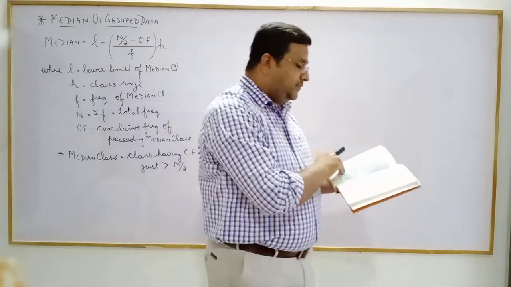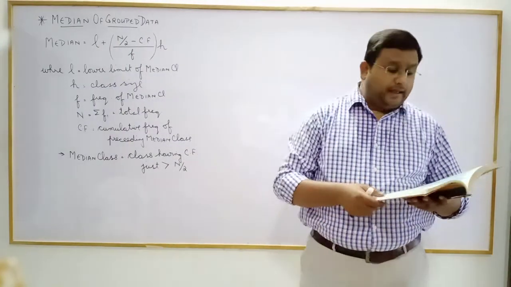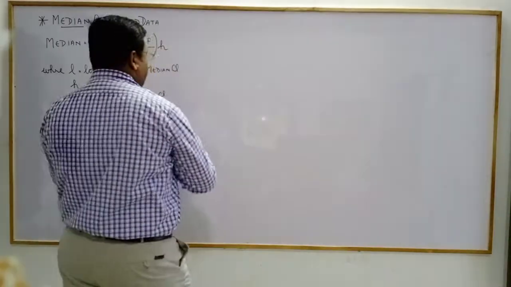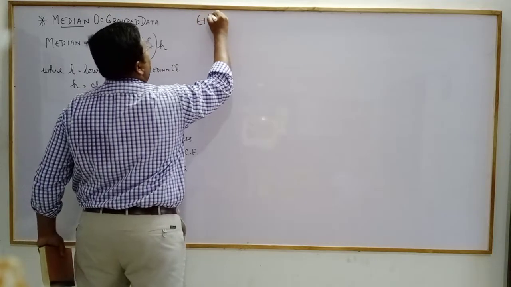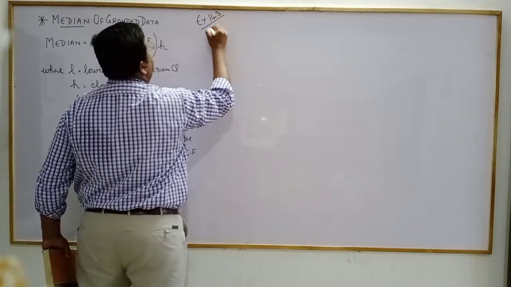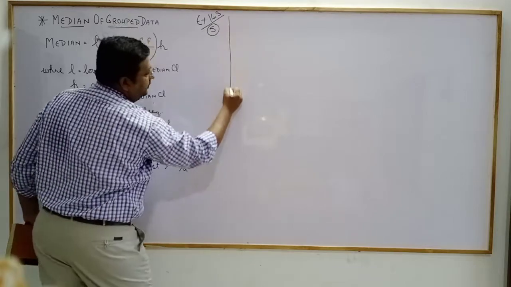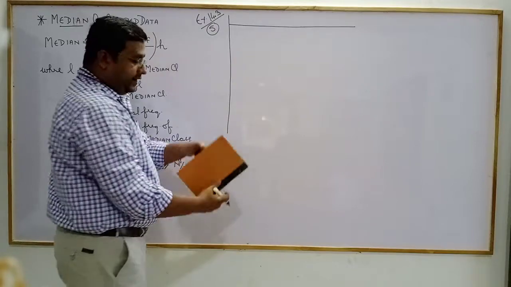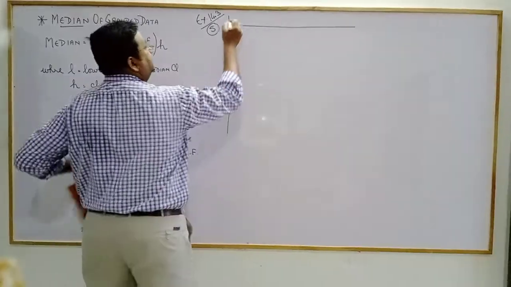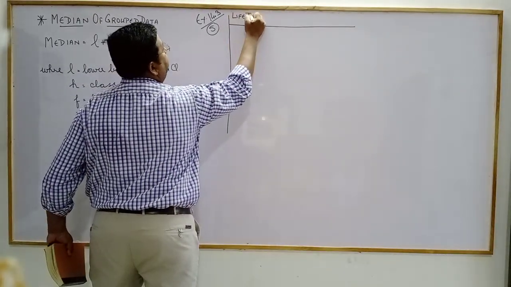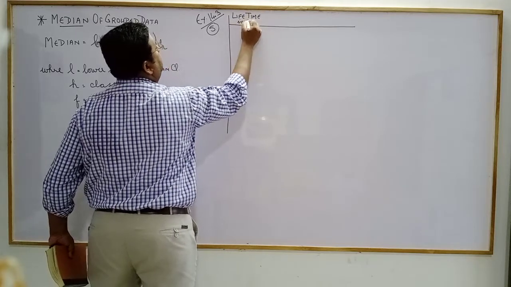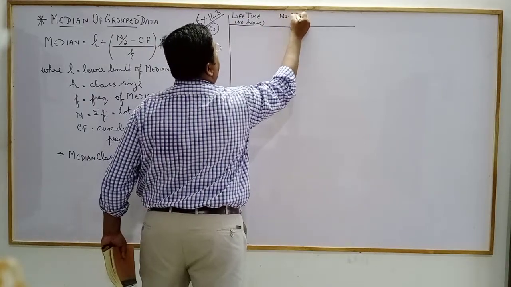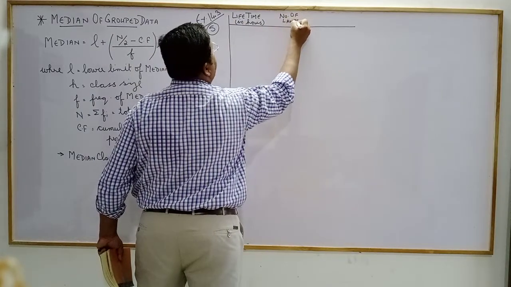So let us discuss question number 5, exercise 14.3. The following table gives the distribution for the lifetime of 400 neon lamps. It is about the lifetime of neon lamps, correct? Lifetime in hours and number of lamps. The number of lamps is the frequency.